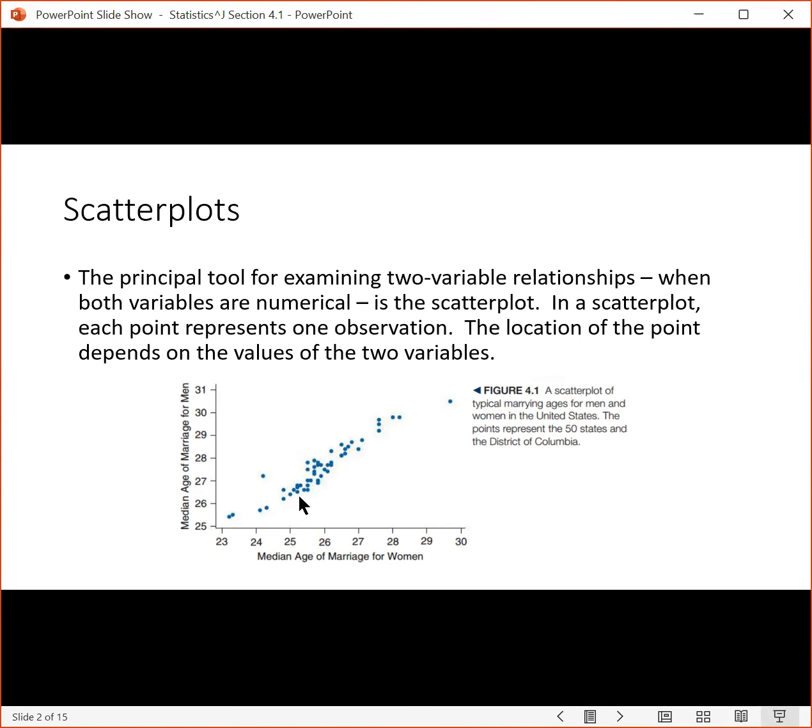All right, so here you can see a scatterplot that has 51 points as the 50 states and the District of Columbia. Each one of those points is a coordinate, where the x coordinate is treated as the median age of marriage for women, and the y coordinate is treated as the median age of marriage for men.